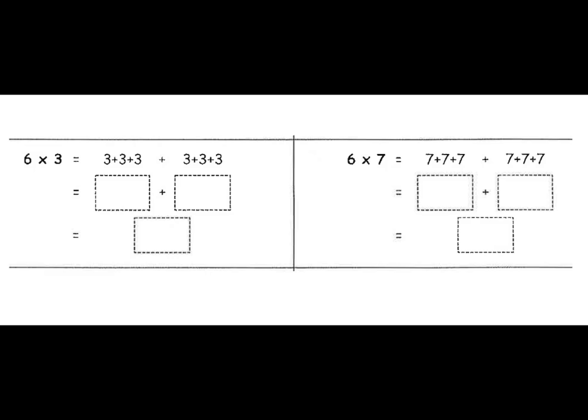Here's another example that shows that strategy. If I wanted to find 6 times 3, I would take 3 times 3, which is 9, and another 3 times 3, which is 9, to get a total of 18. 6 times 3 is 18. If I wanted to take 6 times 7, I would take 3 groups of 7, which is 21, plus another 3 groups of 7, which is 21, and combine those for 42. 6 times 7 equals 42.